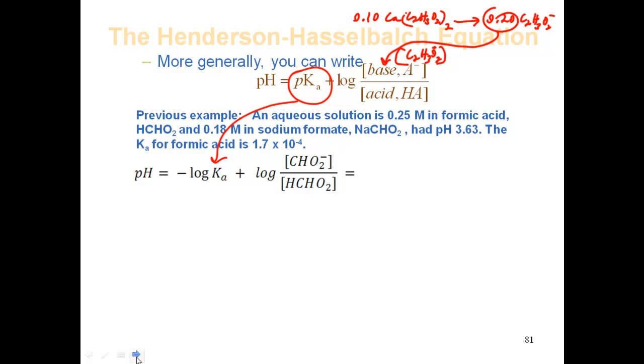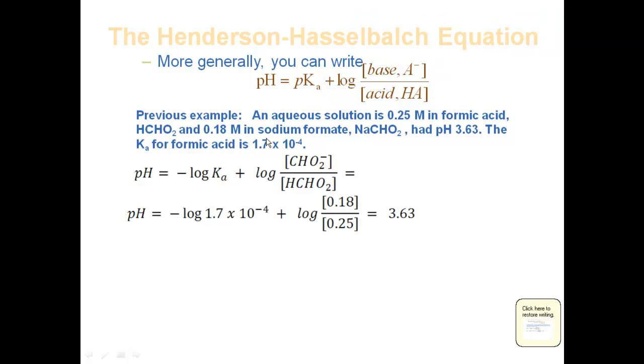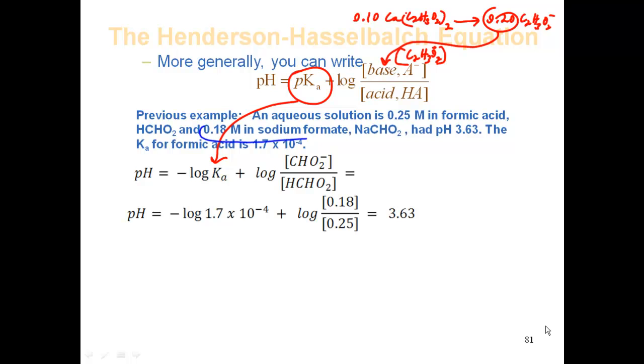I've got to plug in my values. pH is equal to the negative log of 1.7 times 10 to the negative 4th, which is my Ka. For my formate ion, we have 0.18 of sodium formate, which is a 1-to-1 ratio between sodium formate and formate. Therefore, I have 0.18 formate ions divided by my concentration of my acid, which is 0.25. So I take 0.18 divided by 0.25, take the log of that number, add that to my negative log of 1.7 times 10 to the negative 4th, and I get the answer of 3.63, which is the same answer we got the way we calculated previously.